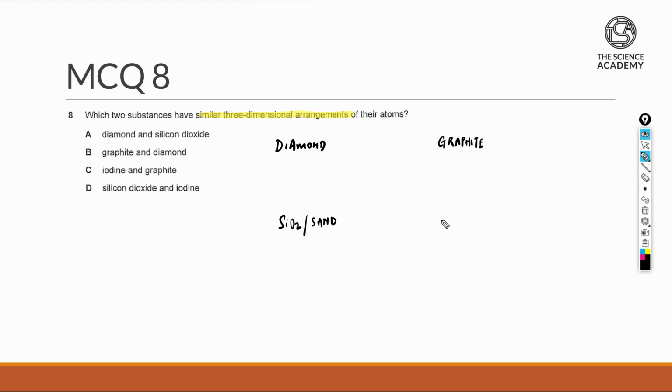And lastly, iodine. So to mention here first, diamond, graphite, as well as silicon dioxide or sand are considered to be giant covalent compounds. But in the case here for iodine, although it contains your covalent bond, it is in that of your simple covalent compound, or some might actually refer to it as a simple covalent molecule. They are actually the same meaning over here.